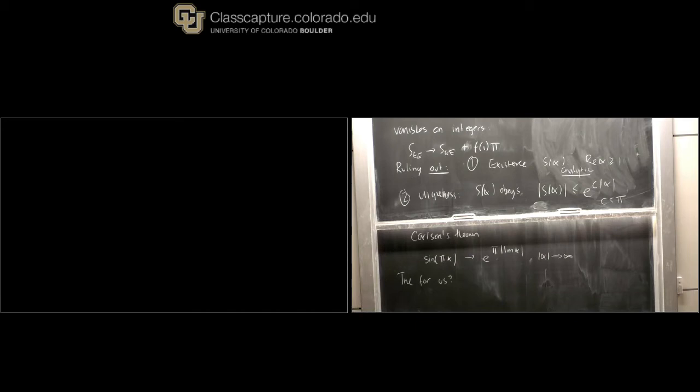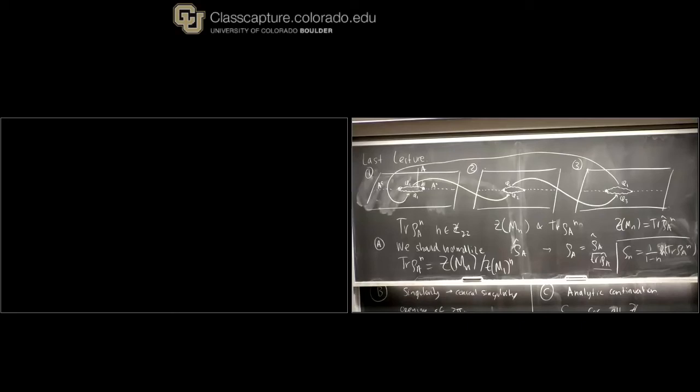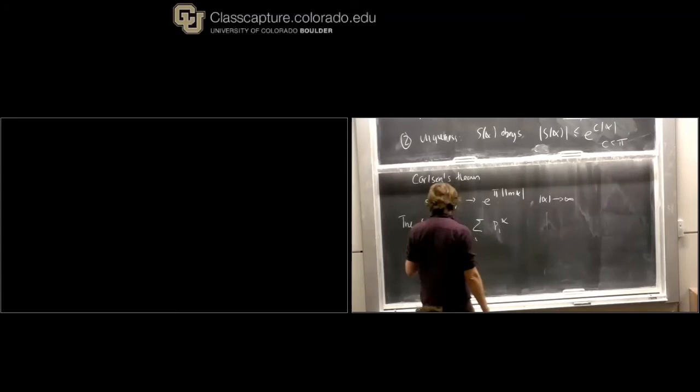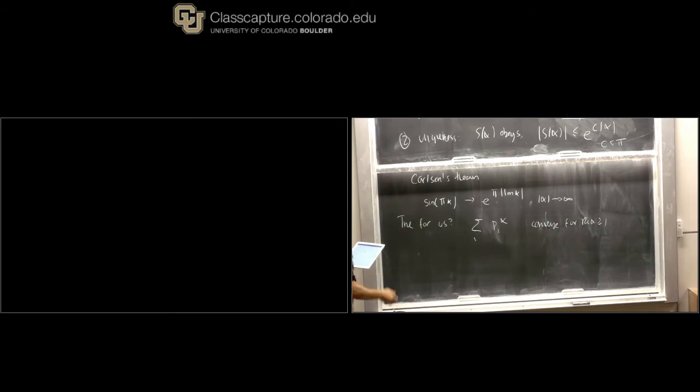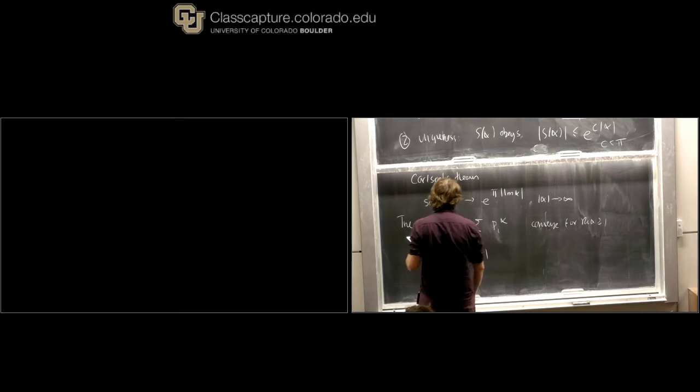So for us, is it true? Well, if we take trace rho to the n, if this is a density matrix in some infinite dimensional Hilbert space, it's separable, so I can still write it as a sum over eigenvalues like this. And indeed, this does converge for the real part of alpha bigger than or equal to 1, and so it should be an analytic function there. And indeed, you can show that it's bounded by 1, actually, in that region.